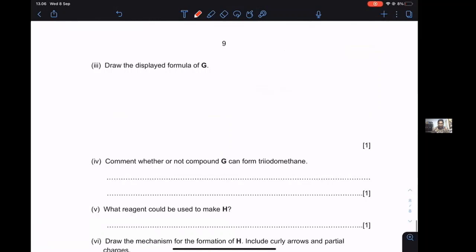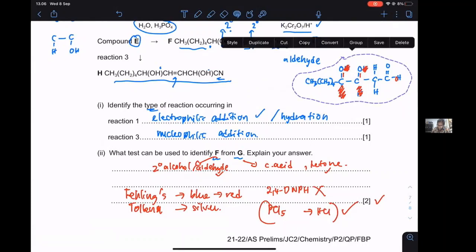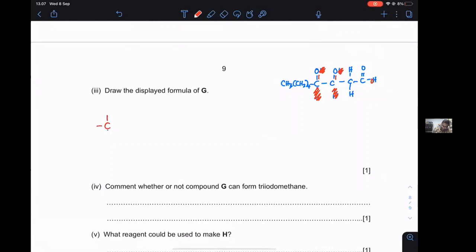Now draw the displayed formula of G. Just now I drew it already. I just need to change this into a displayed formula. So I'll just copy this and put it here. And now I just need to change this into a displayed formula. Do remember, for a displayed formula you need to show everything. CH3, CH2 4 times, CH2, CH2, CH2, CH2. Then C double bond O, C double bond O.